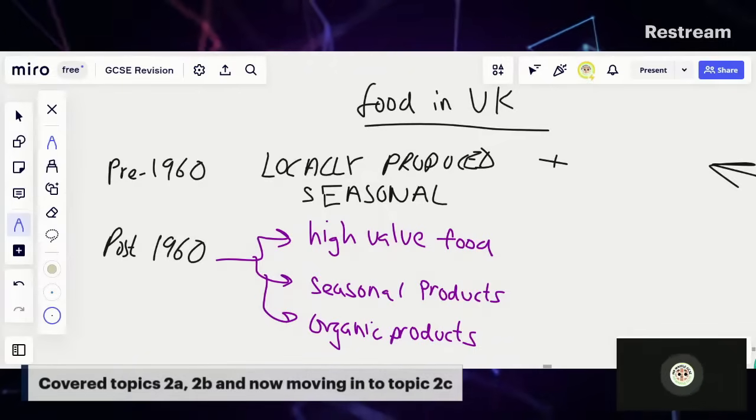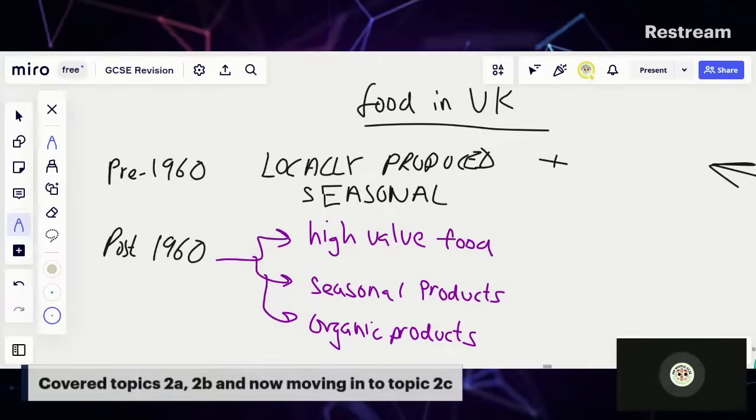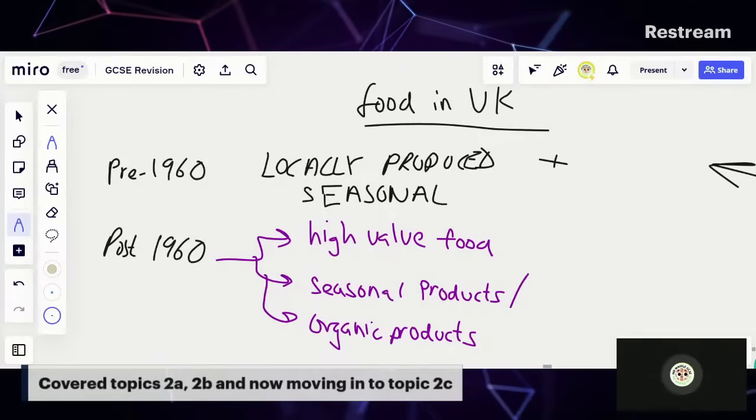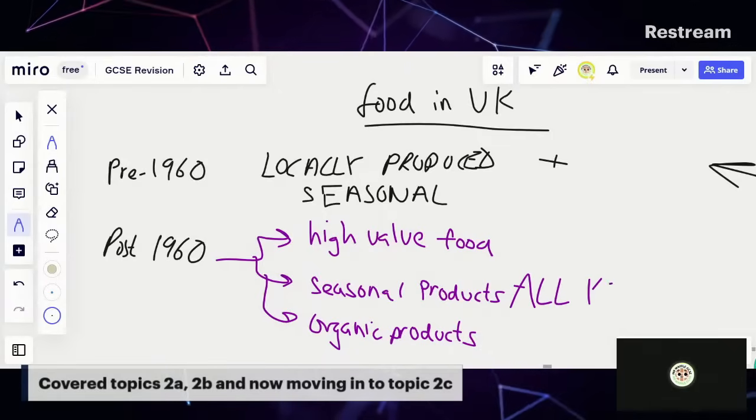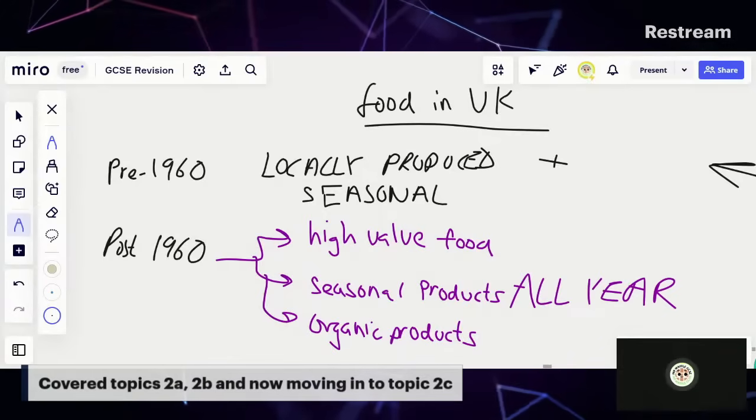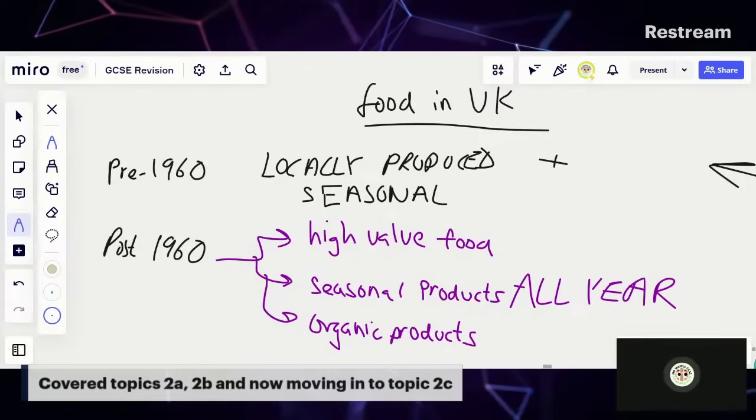Now, seasonal products are only available during the month that it grows, but right now in the UK, we tend to get fruit and vegetables that are imported to meet the demands for seasonal produce all year round. So we have seasonal produce all year because you can have access to strawberries when they wouldn't be growing in the UK.